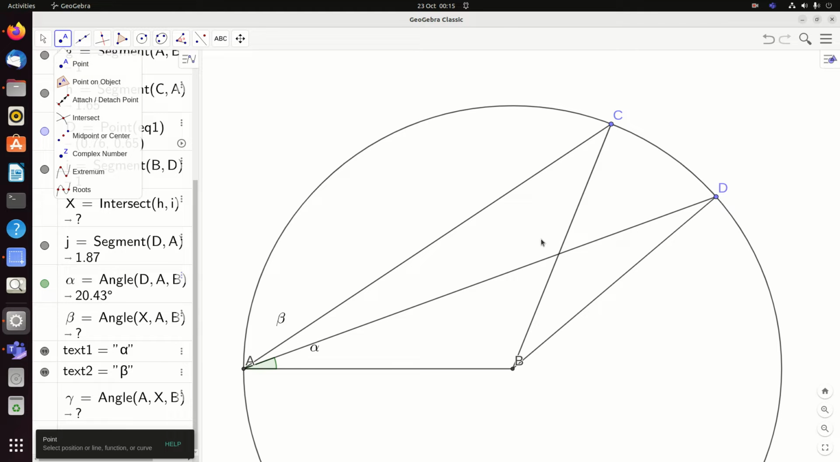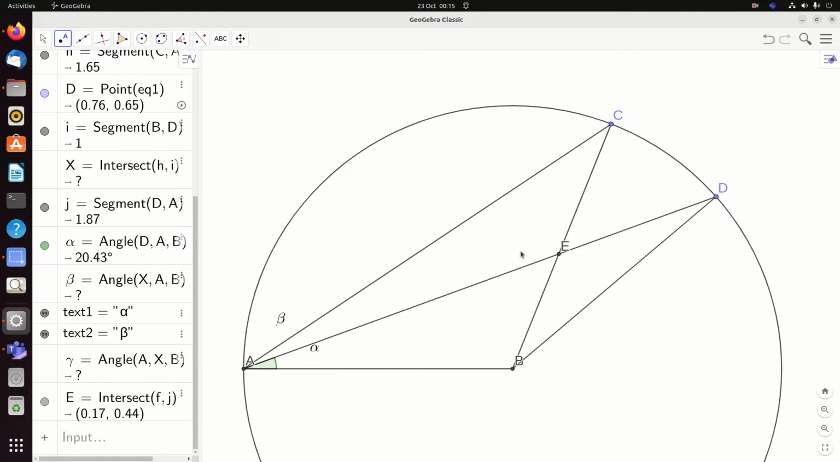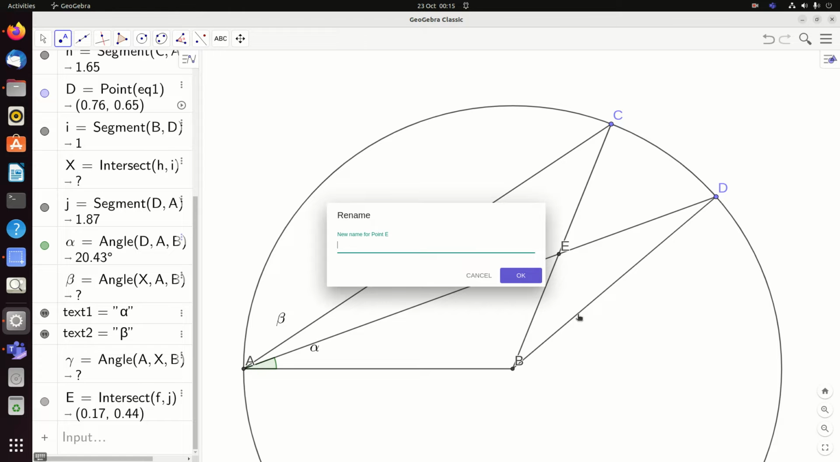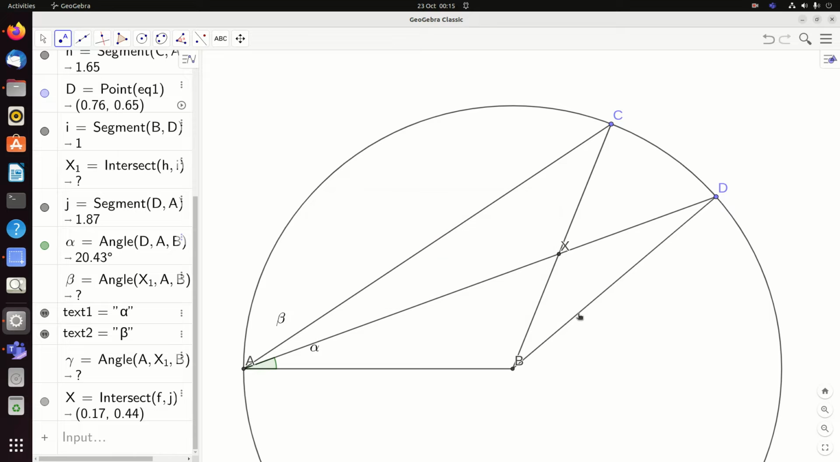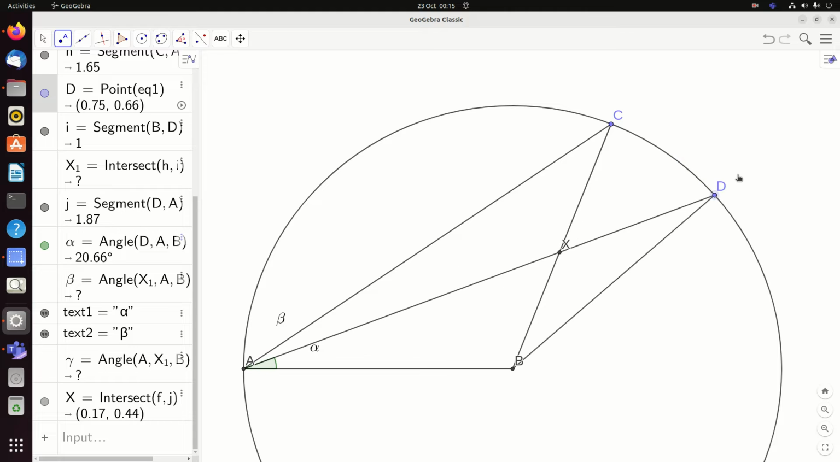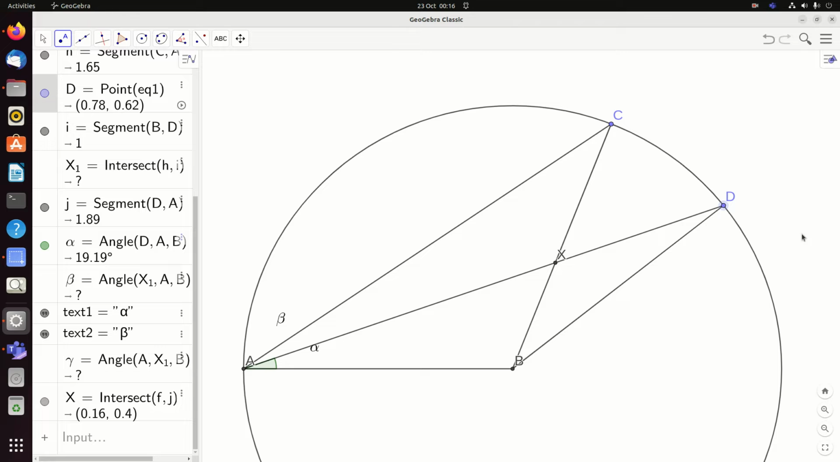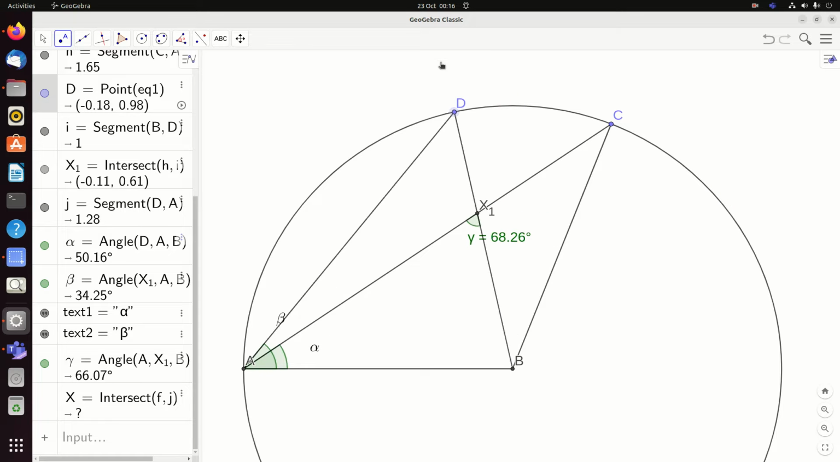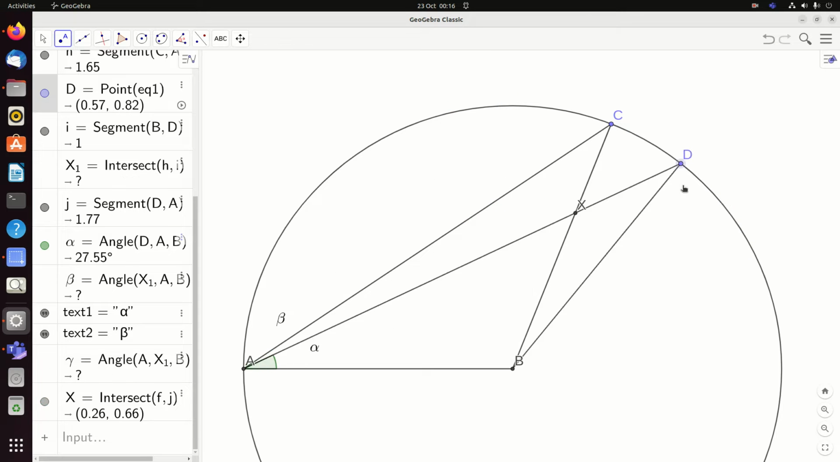So let's add another point to our diagram. That's a new X, if you like. So let's rename it. Okay, right, that is our new X, and oh, I've lost my beta angle as well. Beta is now alpha, and alpha is now beta. I've confused GeoGebra, but all of a sudden that chops that down.